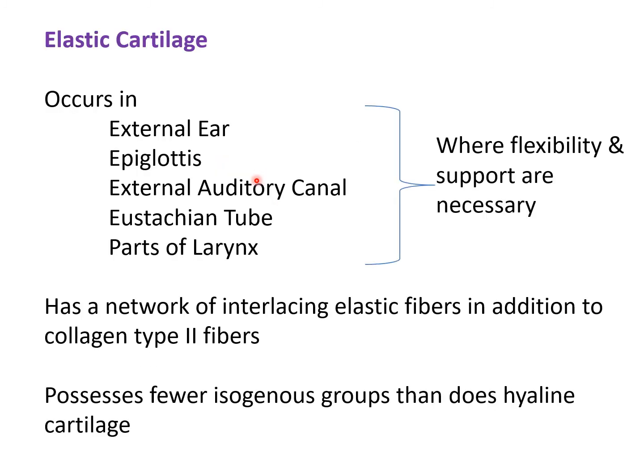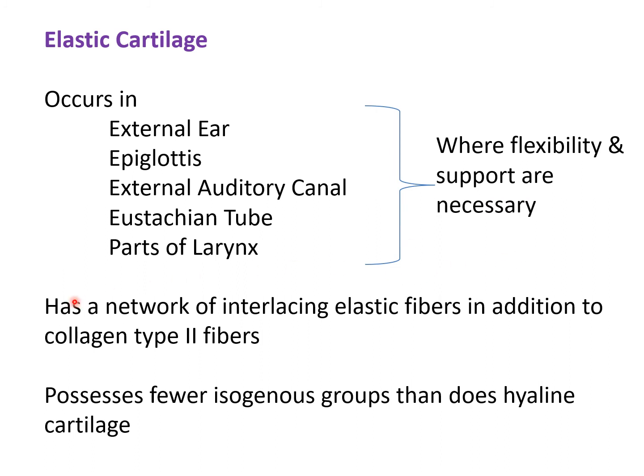The elastic cartilage occurs in the external ear, epiglottis, external auditory canal, eustachian tube, and parts of the larynx, the small cartilages of the larynx, that is the cuneiform and the corniculate cartilages. They are present wherever we need the property of elasticity along with flexibility and support.